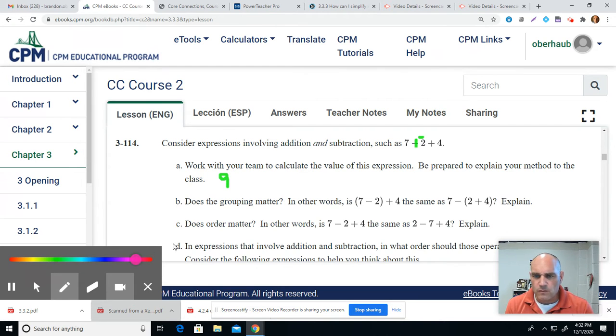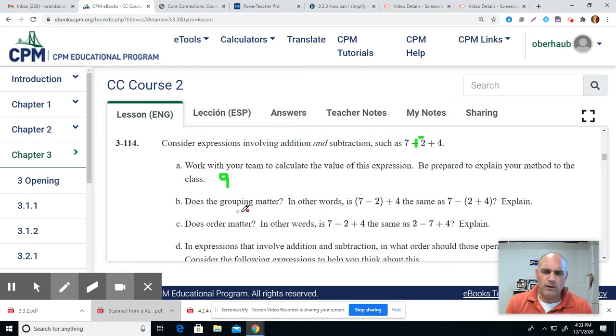All right. So part B, does the grouping matter? In other words, is 7 minus 2 plus 4 the same as 7 minus 2 plus 4? So anytime we're grouping, we're talking about the associative property here. Notice that all the numbers are written in the exact same order. The symbols are written in the exact same order. They just put the parentheses in different spots. So let's see what we get. This is going to give us a positive 5 plus 4, which will give us a nice little 9.